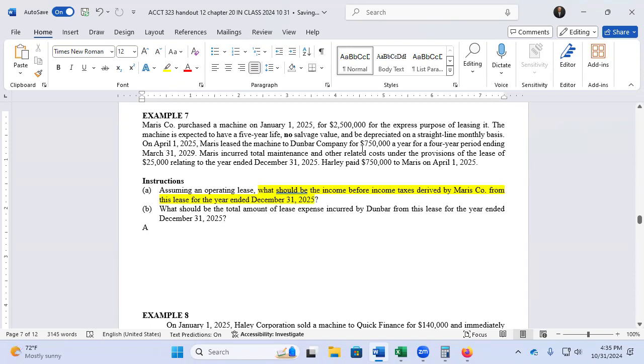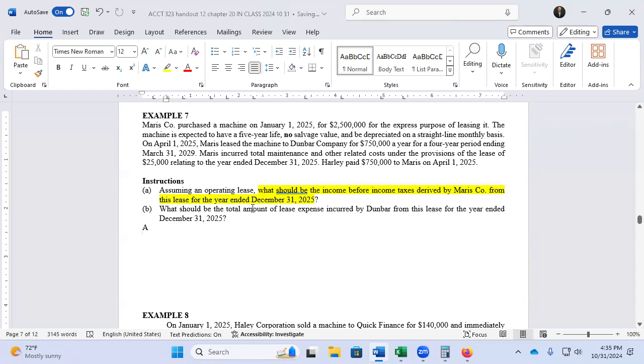And it leased the machine to Dunbar Company for $750,000 a year for 4 years. But it did it on April 1st. So we have January, February, and March that the asset was not in service. Maris incurred total maintenance and other related costs under the provision of lease for $25,000. Dunbar paid $750,000 to Maris on April 1, 2025. So what should be the income?